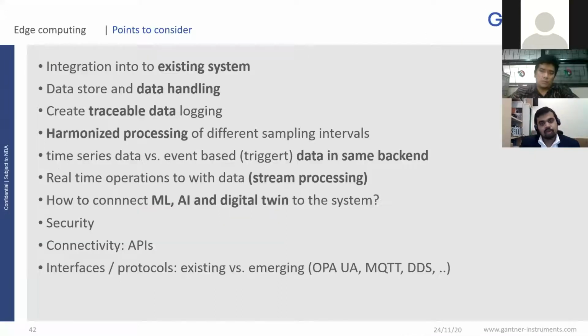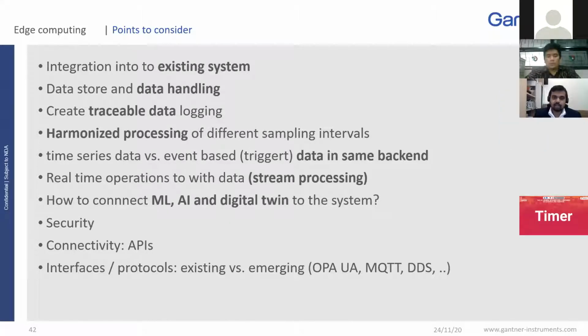And moving forward to the points to consider: if you have any concerns about how you can create traceable data logging, this is one of the solutions. Harmonized processing with different sample intervals for different sensor types, again, it can fulfill the requirements. And real-time operation with multiple data streaming or multiple data processing systems. Or you can connect AI or ML and digital twin to one system, plus open protocols.